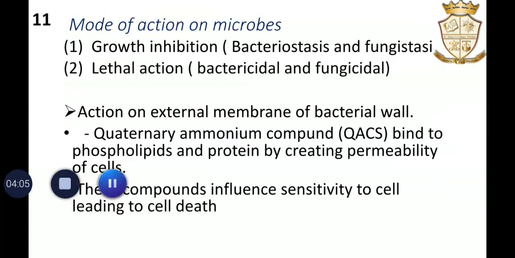Next one is the disinfectant's mode of action on microbes. It includes growth inhibition and lethal action. Growth inhibition means bacteriostasis or fungistasis. Lethal action is bactericidal or fungicidal. The first mode of action is action on the external membranes of the bacterial wall. The quaternary ammonium compounds bind to the phospholipids and proteins, increasing the permeability of the cells.